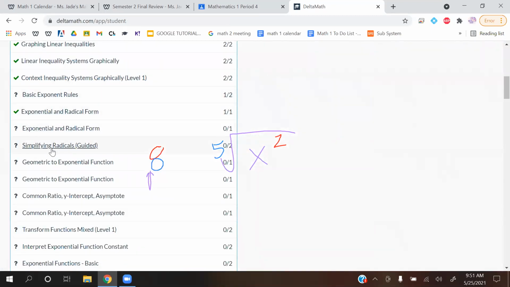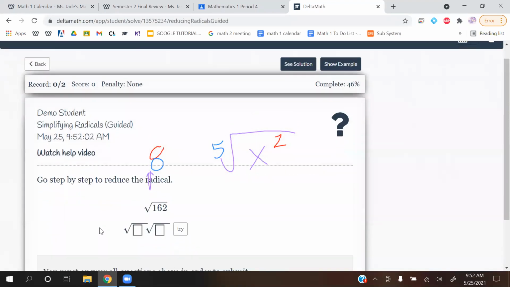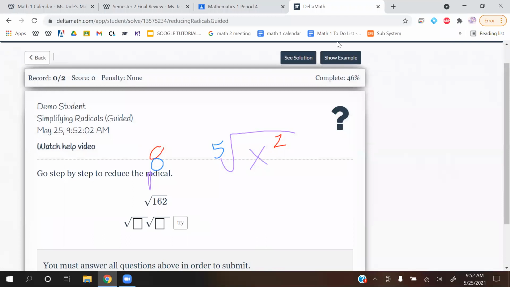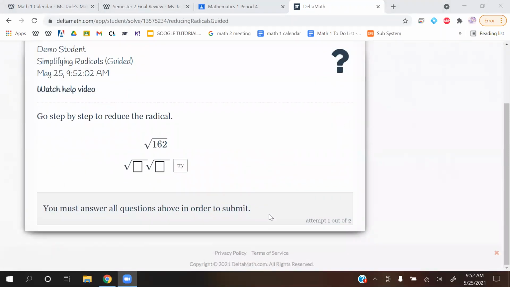All right, let's do simplifying radicals guided. Okay, let me clear my annotations. So we're going to go step by step to reduce this radical. When you're reducing a radical, you want to think about what perfect squares can fit into 162.